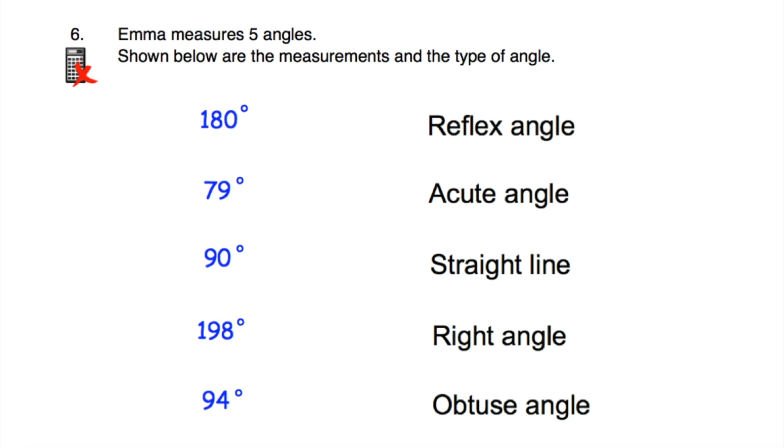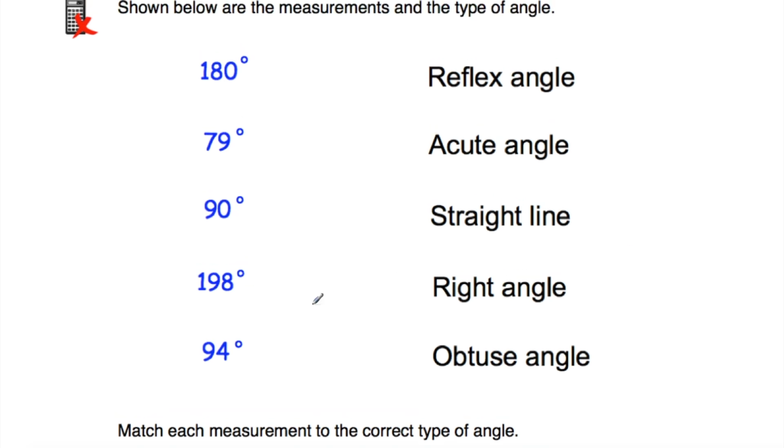Okay, question number 6. Question number 6 says Emma measures 5 angles. So she's measured 5 angles as shown below, the measurements and the type of angle. So we've got these measurements and we've got these types of angle. And the question says match each measurement to the correct type of angle. So we need to match these measurements to the correct type of angle.